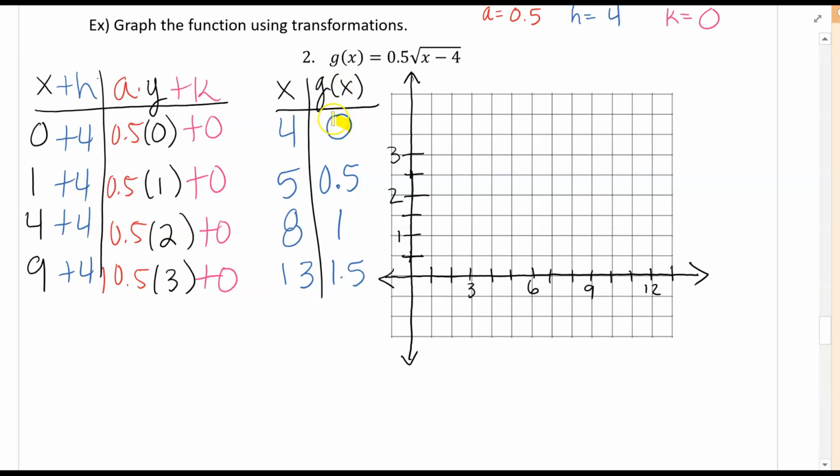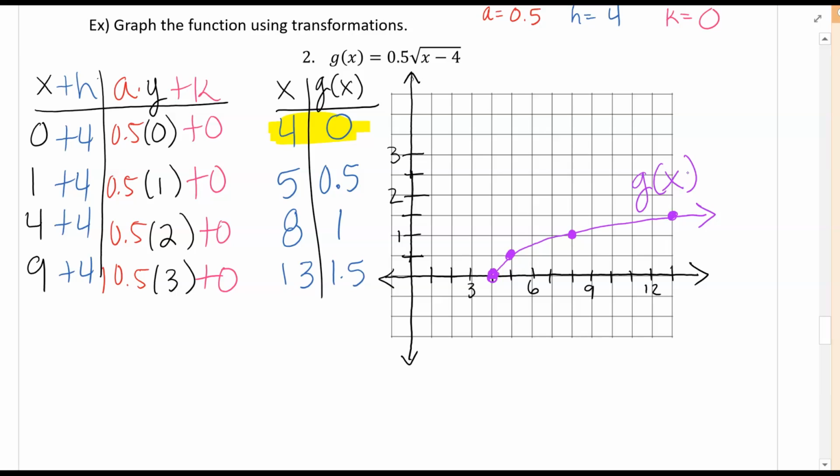Don't forget again, 4, 0 is the end point. So 4, 0, go right 4, stay at 0. Go right 5, and then up to 0.5. And then 8, I'm going to go up to 1. And then the 13, we're going to go up to 1.5. Start at the end point and just curve it over and put an arrow on the other side. And this is G of X.